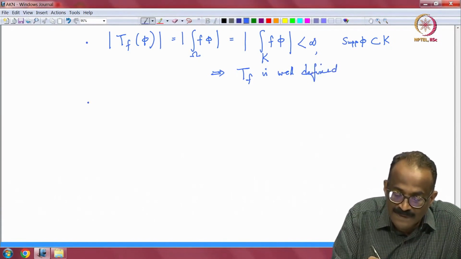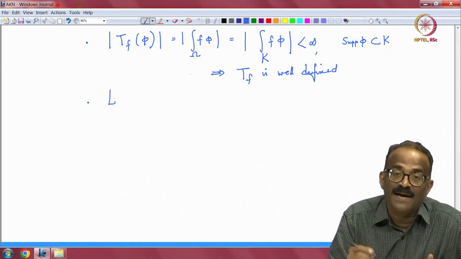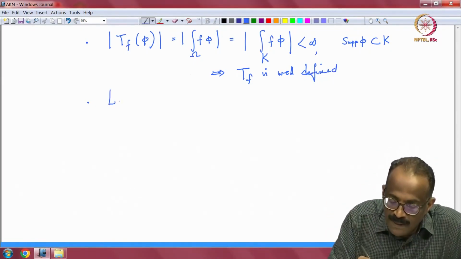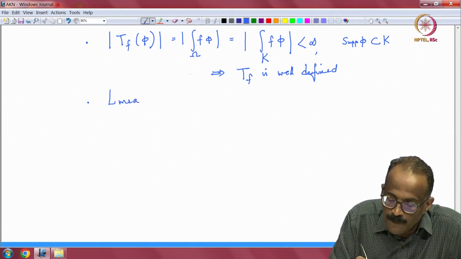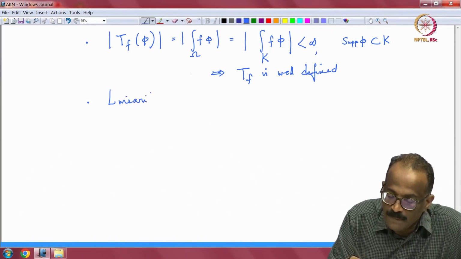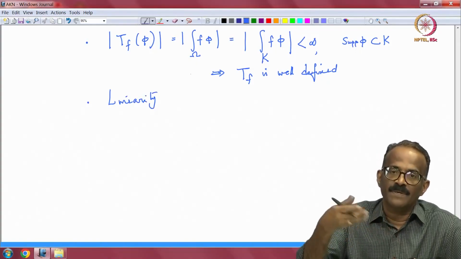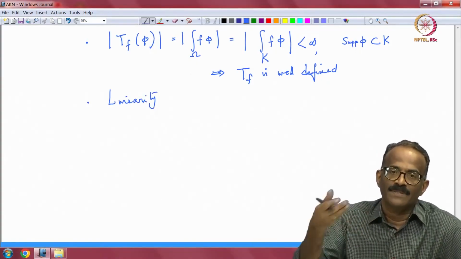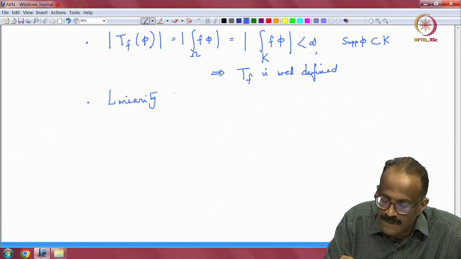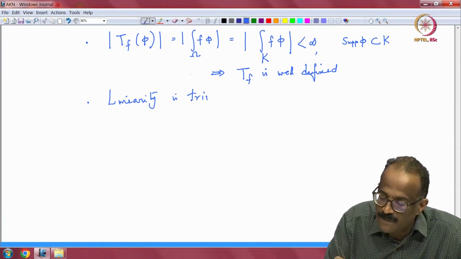The linearity is trivial, that is the linearity of an integration. Linearity is trivial because it is an integration. You know that the integral of f1 plus f2 is equal to the integral of f1 plus the integral of f2. So it is trivial, it follows from the linearity of the integration.